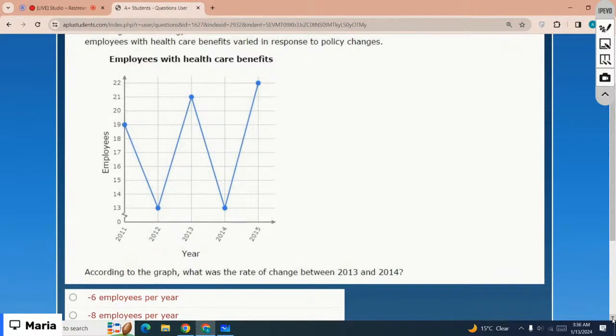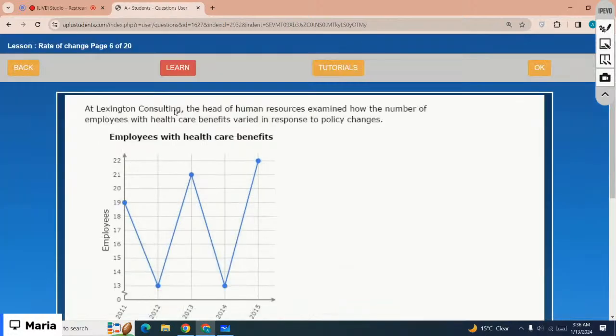Yes, that is negative 8 employees per year. The correct option is negative 8 employees per year, right? Okay, you can complete the lesson by yourself later today. Let's just calculate the constant rate of change.